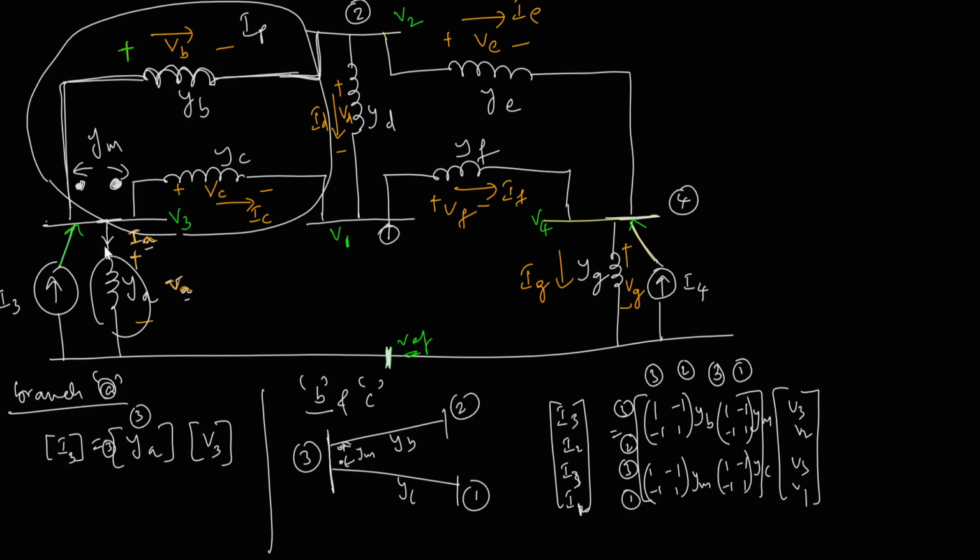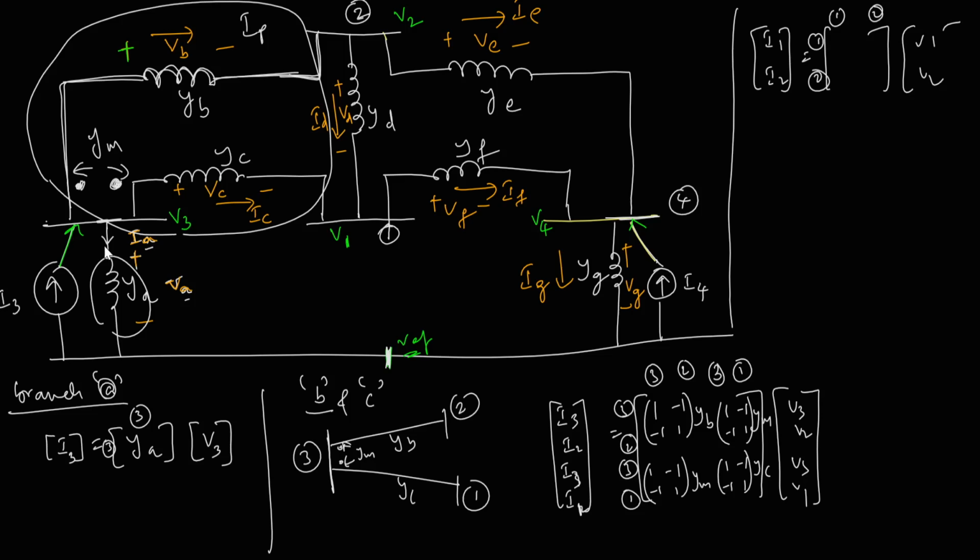Now let us write down the building block for the D element, which is connected between buses 1 and 2. It will simply be I1 I2, V1 V2, and I write down 1 minus 1 minus 1 1 multiplied by YD.